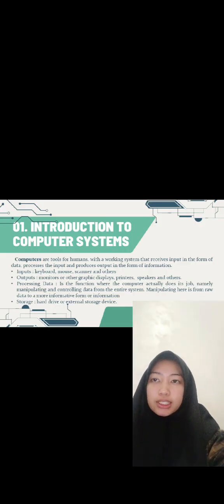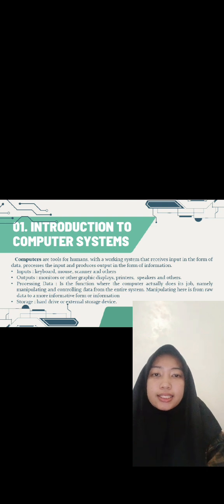1. Introduction to computer system. Computers are tools of humans with a working system that receive input in the form of data, process the input, and produce output in the form of information. Computers are divided into four parts.